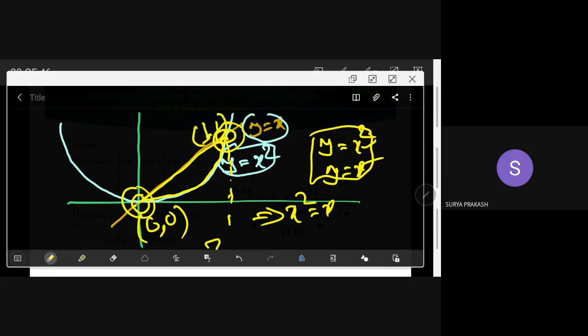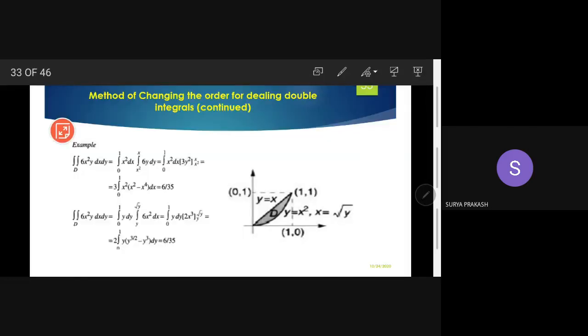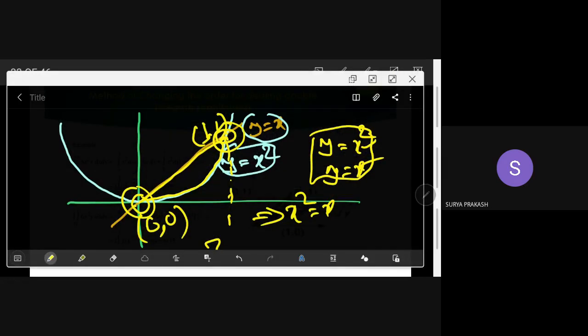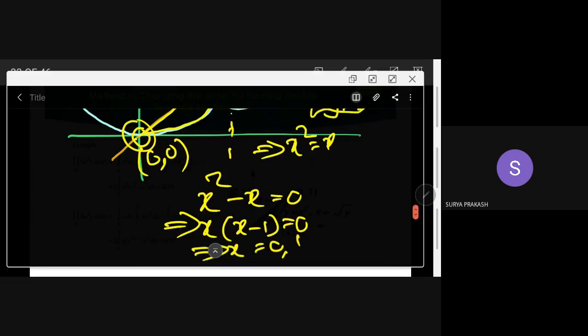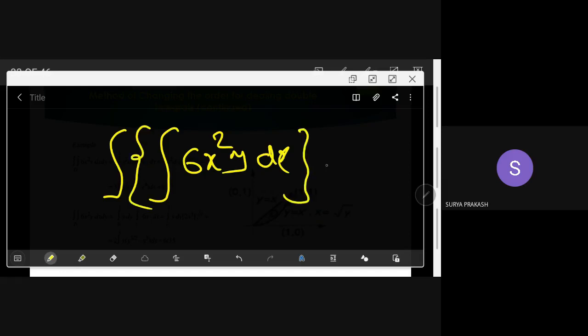See here, he got 1, 1 there. Okay. Now see, we want to do integration with respect to x followed by y. That is our aim. So what is our integrand here? 6x square y. Please remember, first with respect to x, followed by y. This is what we'll first try to attempt.